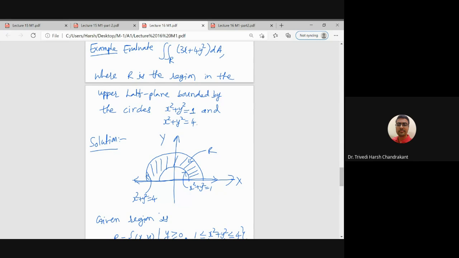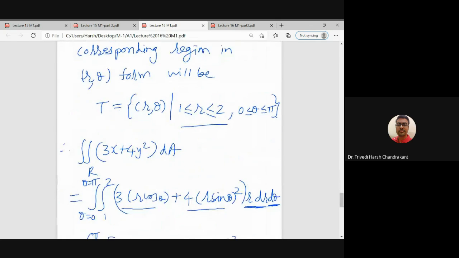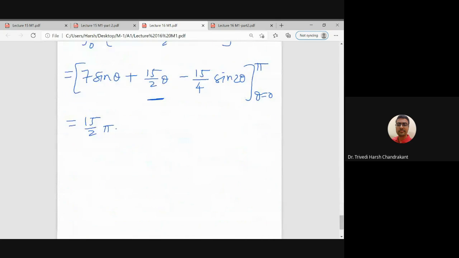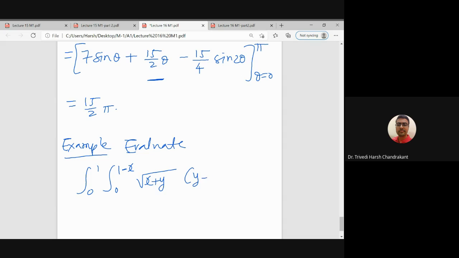So now the next example which we want to discuss is in terms of variables other than polar coordinates. So the question is: evaluate the integral 0 to 1 minus x, square root of x plus y and y minus 2x squared dy dx.